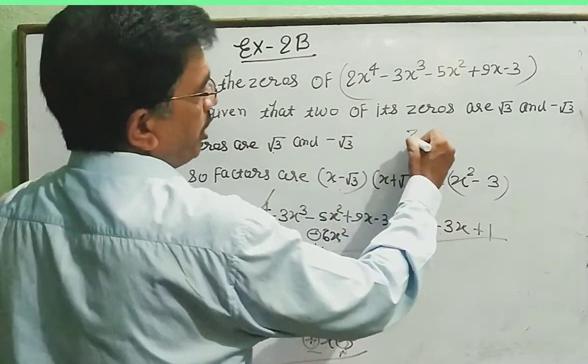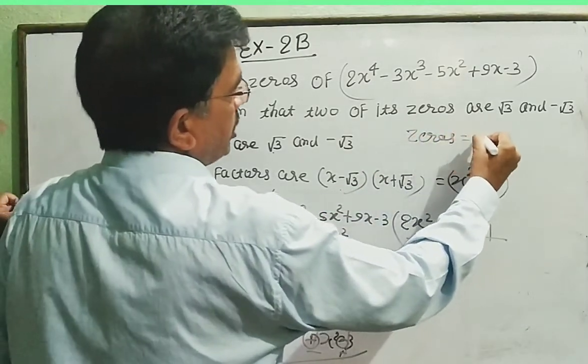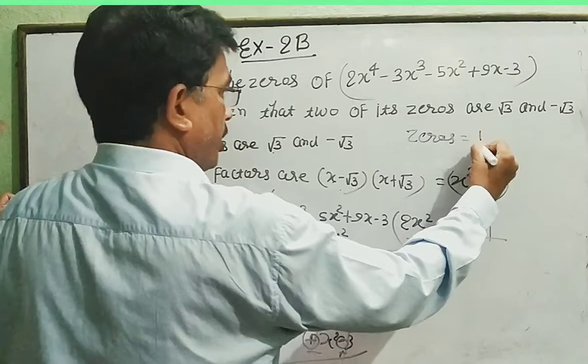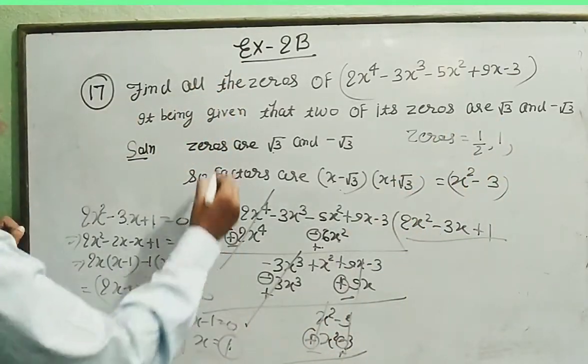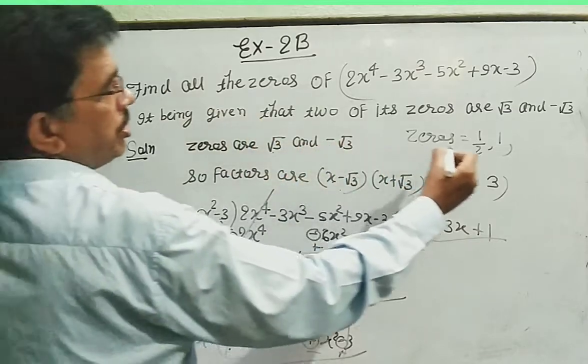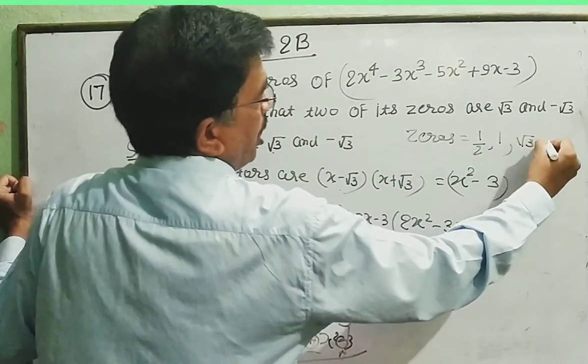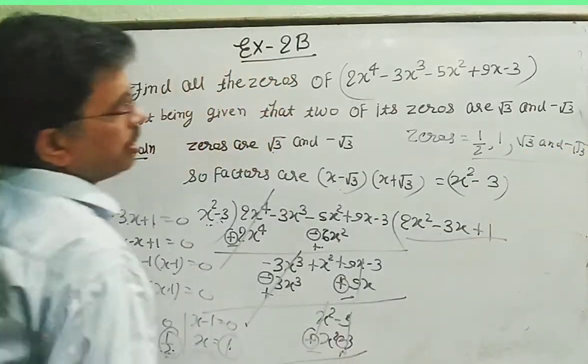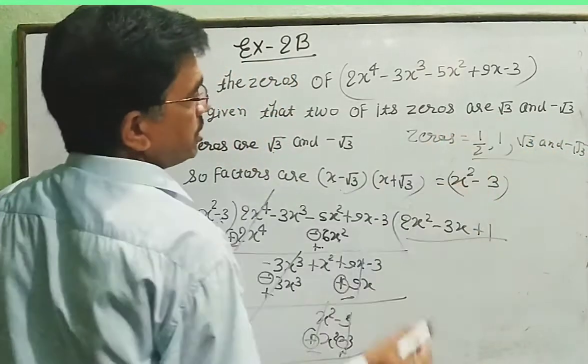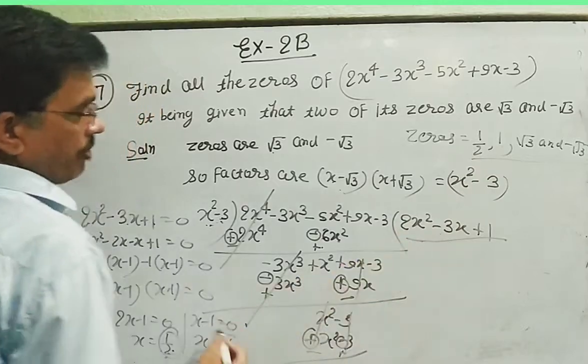So you can write all the zeros: 1 by 2 and 1, and the other two zeros are root 3 and minus root 3. There are 4 zeros. 2 zeros are given in the question, and the other 2 zeros we find with the help of the quotient.